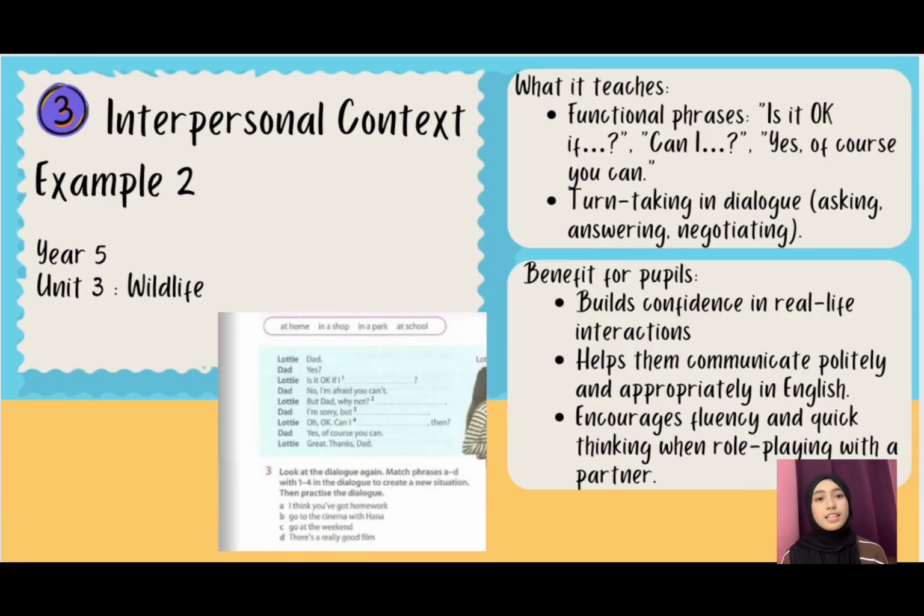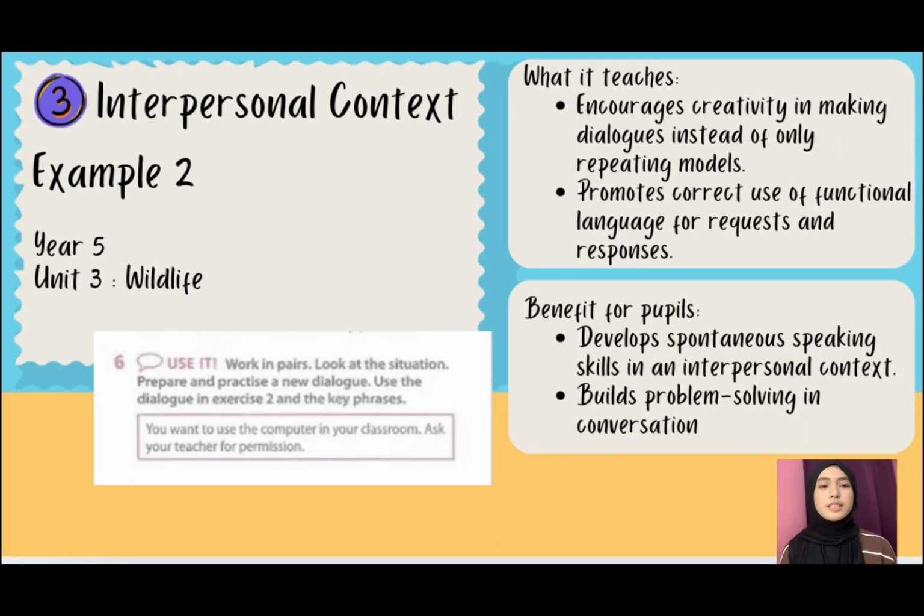And the dad answered, "No, I'm afraid you can't because I need it now, but you can use it later." The benefit for pupils is that it builds their confidence in real life interactions and teaches them how to communicate politely and encourage quick thinking when role playing with a partner. This is the second activity from the unit.